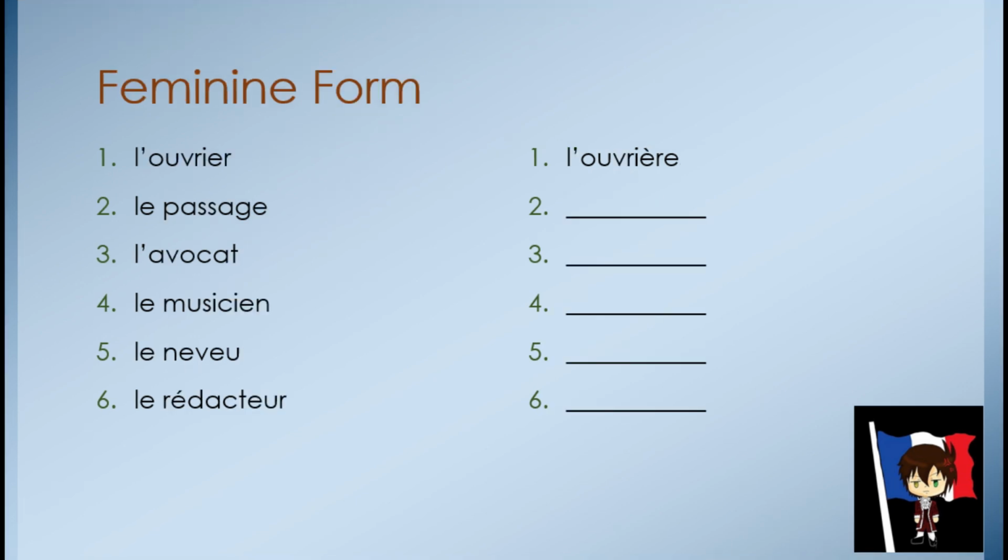Okay, this time, feminine form. Your noun is in masculine form, and you'll make it feminine. So the first one, we have l'ouvrier, so that will be l'ouvrière. Again, I'll give you 5 to 10 seconds. You may want to pause the video, and when you're ready, just resume it.